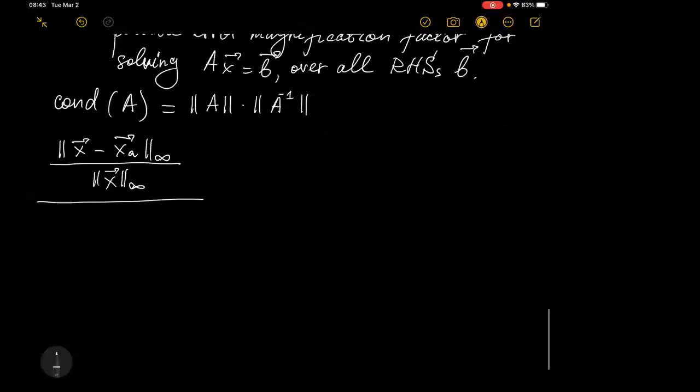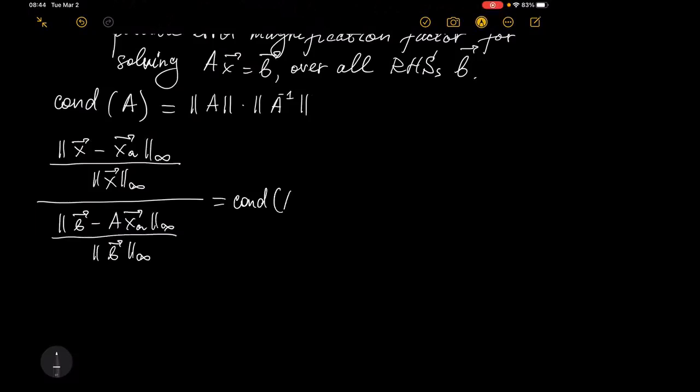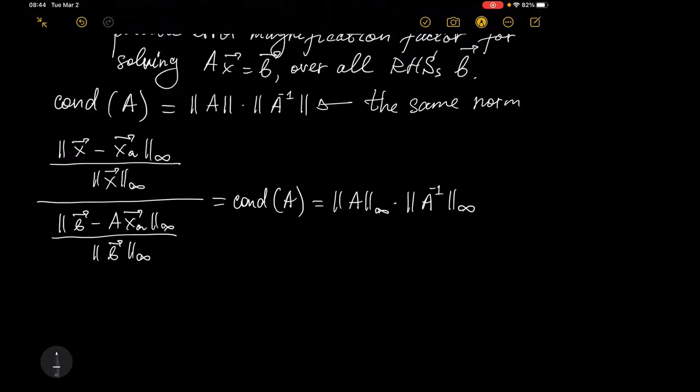that the error magnification factor using infinity norms can be written as the condition number of A, which will be in infinity. Here the same norm is used for errors. Here you see I use the same L infinity norm everywhere.